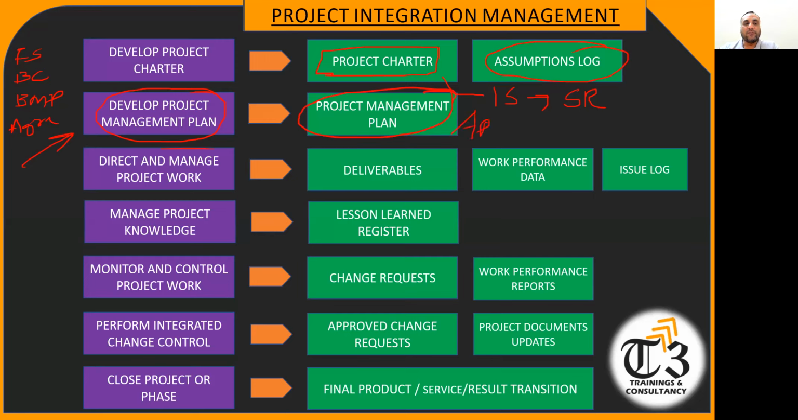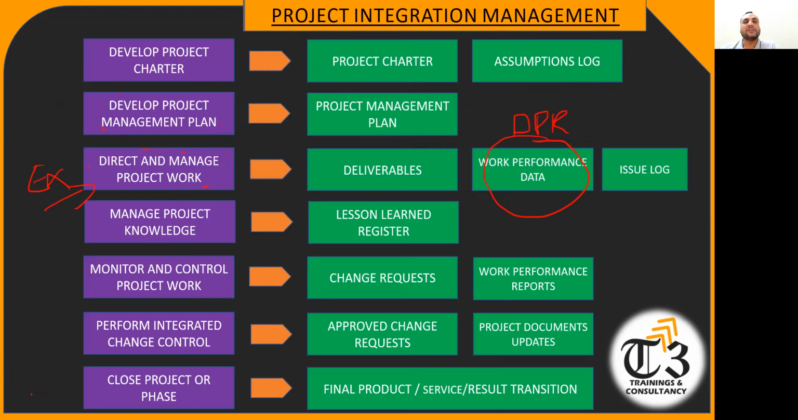Once approved, you will give the performance measurement baselines. What is the performance measurement baseline? The performance measurement baseline is the combination of the scope, schedule, and cost baselines. These 3 baselines are called performance measurement baselines. These baselines are given to the execution team for execution. The execution team starts working, and on a daily basis, they issue the daily progress report. We call it work performance data. And from the first day, they start the issue log.